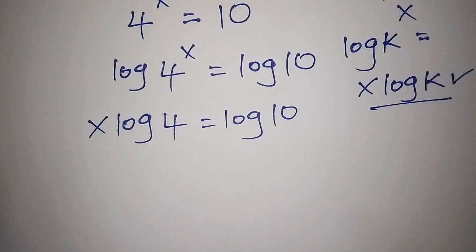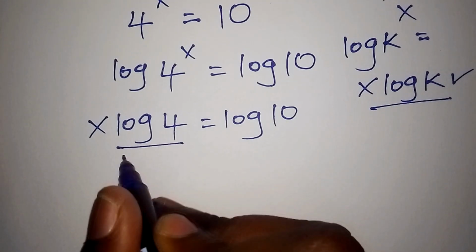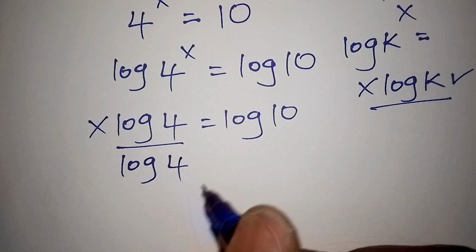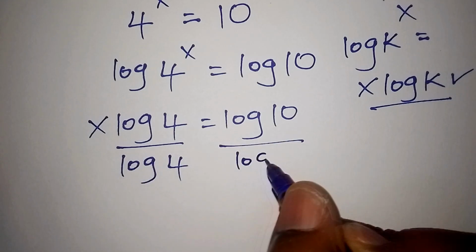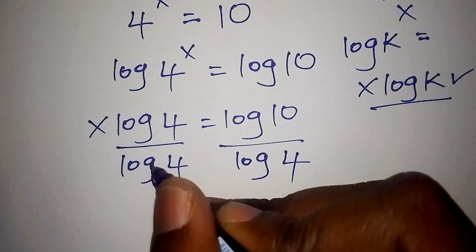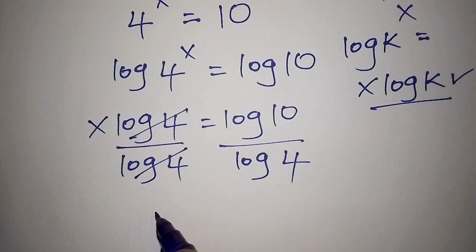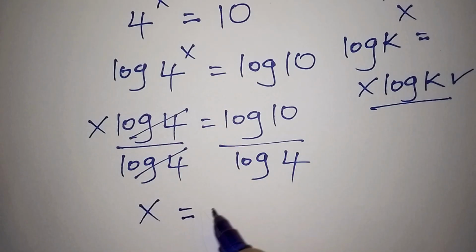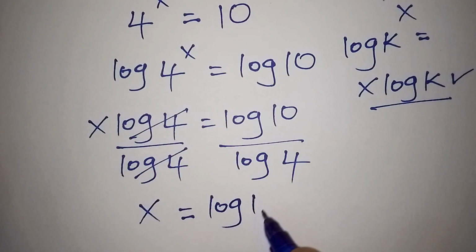We want to remain with the value for x alone. We shall have to divide both sides by the log of 4. The log 4 and log 4 shall cancel, so that the value for x is equal to the log of 10 all over the log of 4.